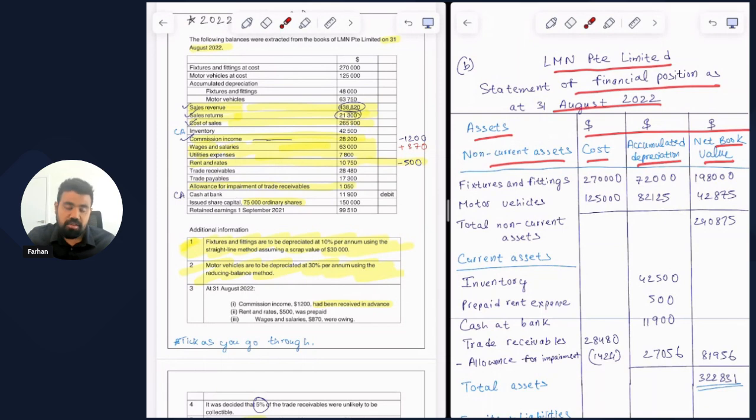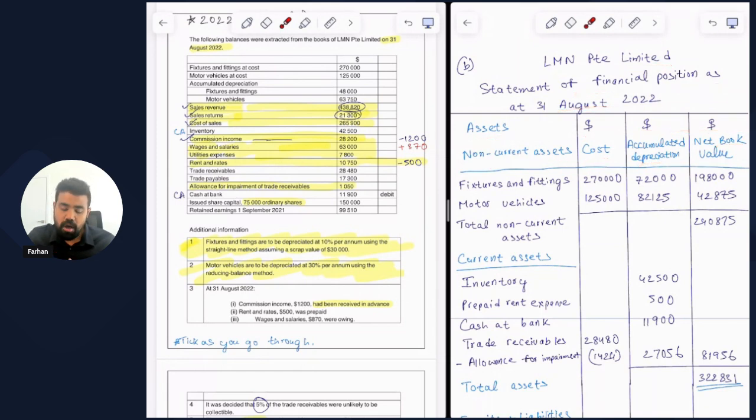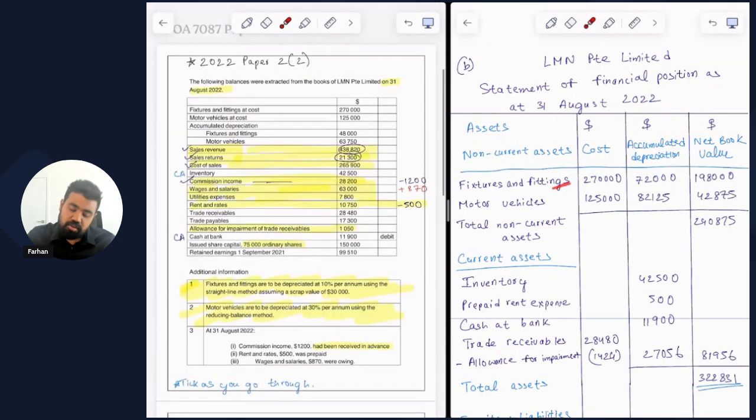All right. So let's start with the first non-current asset that we have got, which is fixtures and fittings. Original cost is $270,000, which is what we have taken from the very first line here. And the accumulated depreciation is $72,000, because in the previous year, we had 48,000, and in the current financial year, based on our calculations for depreciation in the first additional information, which you have seen, we had 24,000. So altogether, these 2 added give us 72,000.